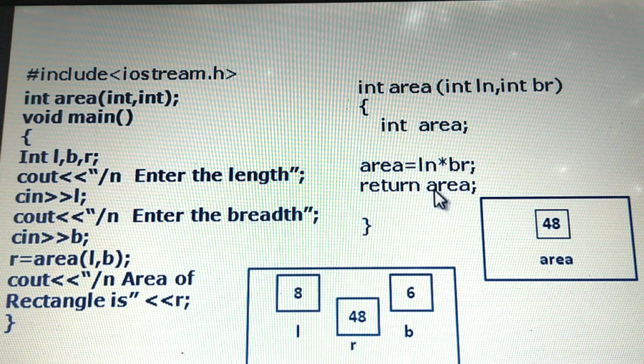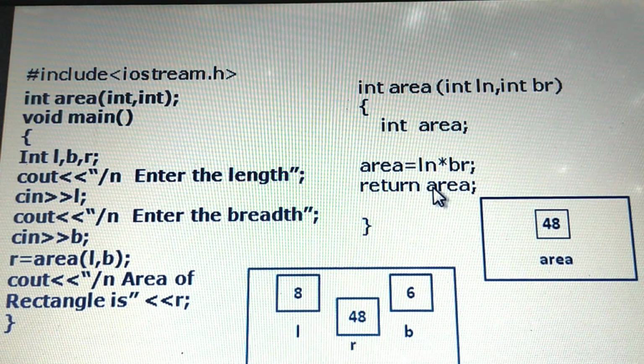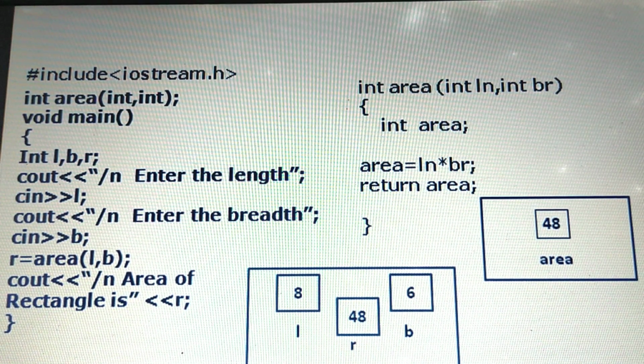Okay. Then here in the function section we are not printing anything. We are not printing the result area. Then return area means just go back to the main program with the result. Returning to the main program with the result, that is return area. It is returning with the result.